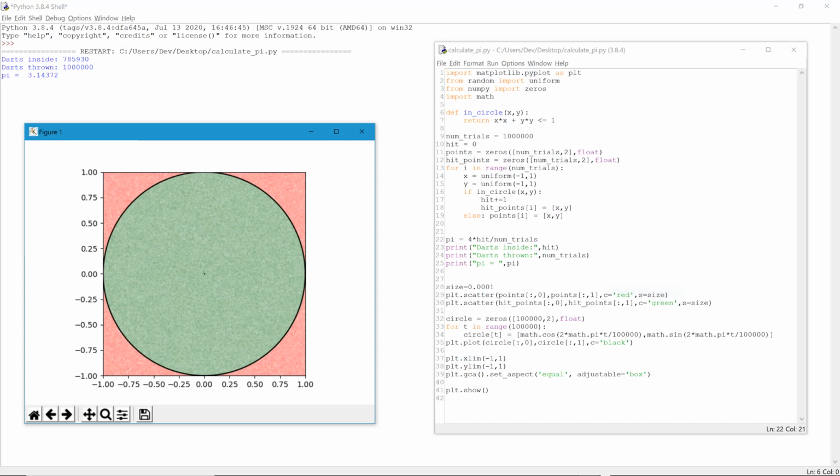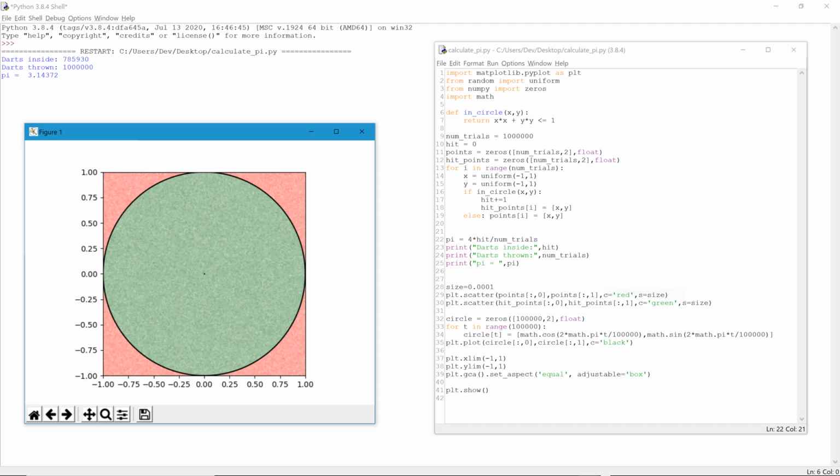So you can see here on the left is the square dartboard with the circular target in it. And on this diagram, each of the tiny little green dots represents a dart that landed inside the circle. And each of the red dots represents a dart that landed outside the circle.